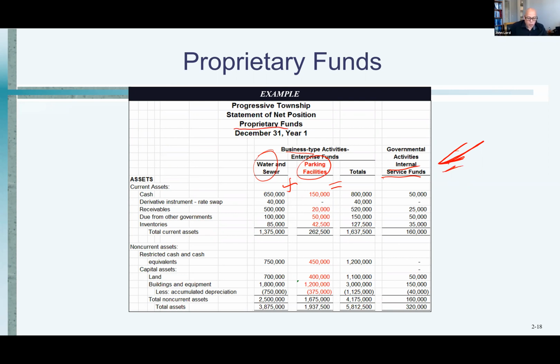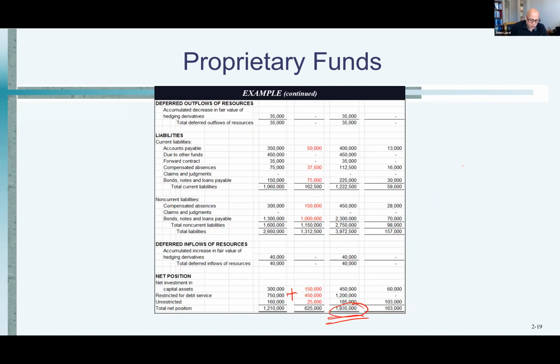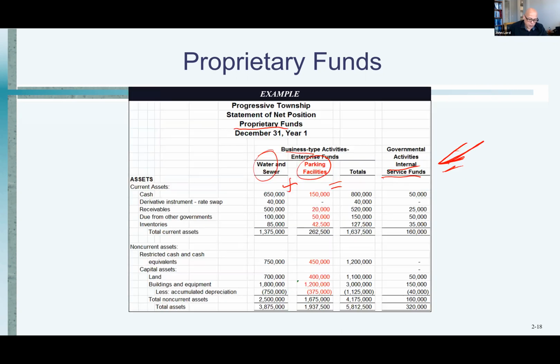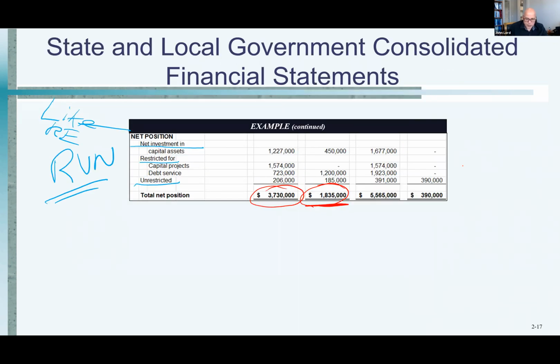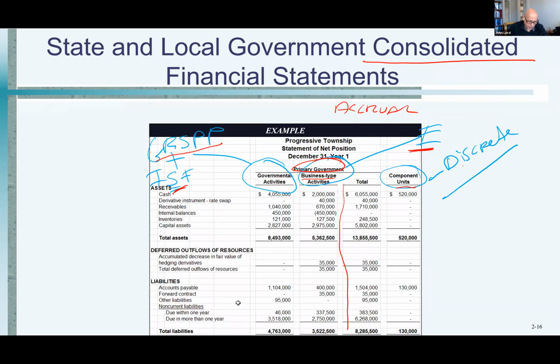So yes, we talk about the internal service funds at the fund level here, but in terms of rolling up to our consolidated, for the business type activity column, we're only going to be able to look at the enterprise funds. So we added these two enterprise funds together, and we saw that the net position was $1,835,000 when we consolidated our two enterprise funds. And so when we brought that back up, it tied to the business type activity column at the government-wide level.